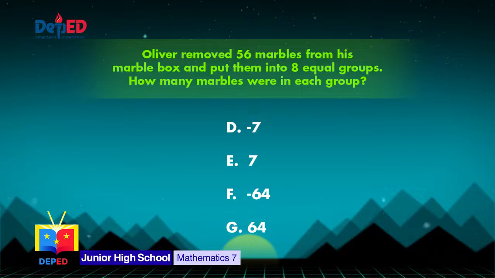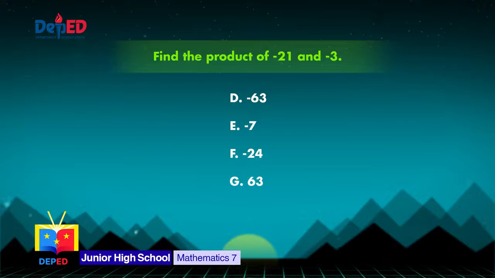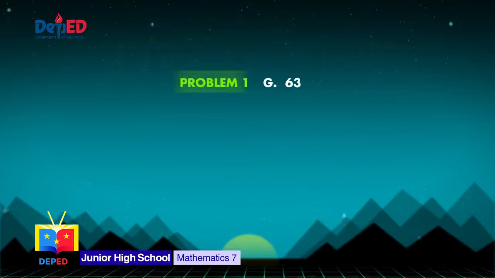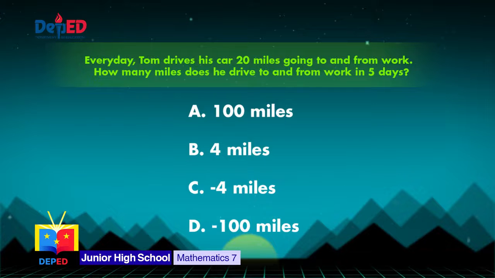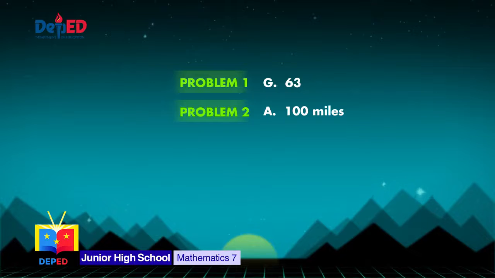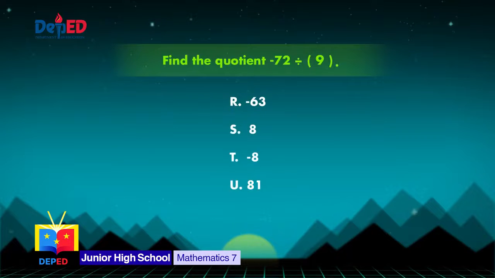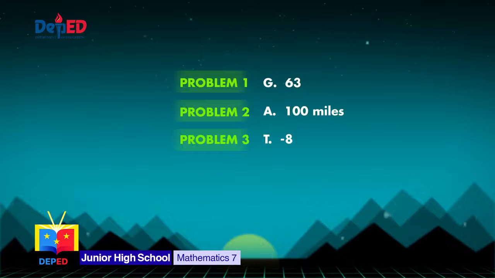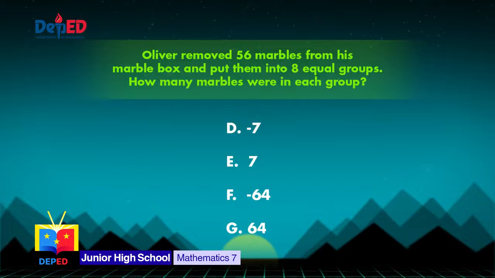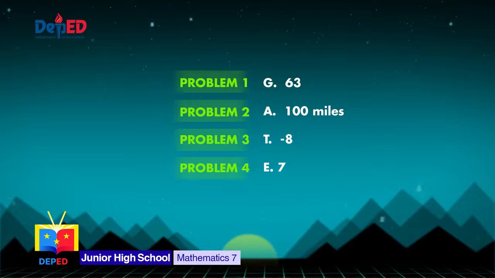Let's check your answer. For the first question, the correct answer is letter G. The product is 63. Second question, the correct answer is letter A. Tom drives a total of 100 miles in 5 days. For the third question, it is letter T. The quotient is negative 8. And for the last question, the correct answer is letter E. 7 marbles were in each group.